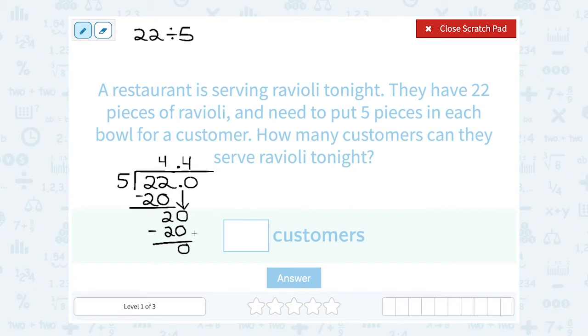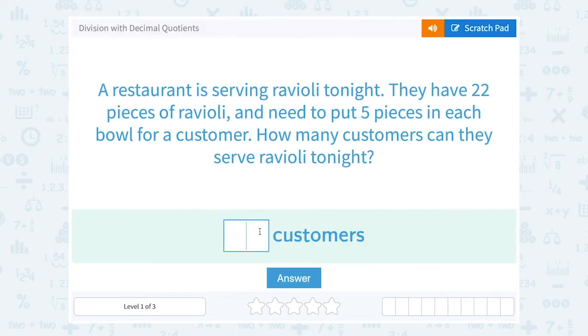Now, realistically, you would probably say they can only serve 4 customers. They don't quite have enough for the 5th. But in this case, they did ask for that decimal answer. So let's say 4.4.